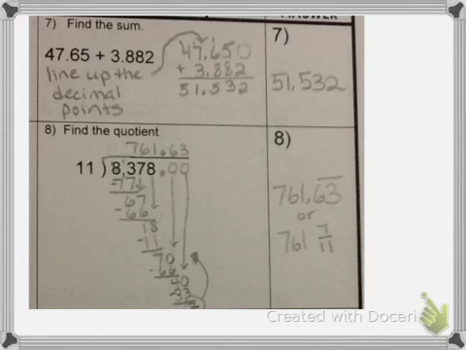Number 7, find the sum. To find the sum, again, we need to line up our decimal points so that our place values are all lined up, and we can fill in a placeholder here. And then we're going to add straight down. We end up with 51,532, but the decimal point must come straight down into the sum. So it's really 51 and 532 thousandths.